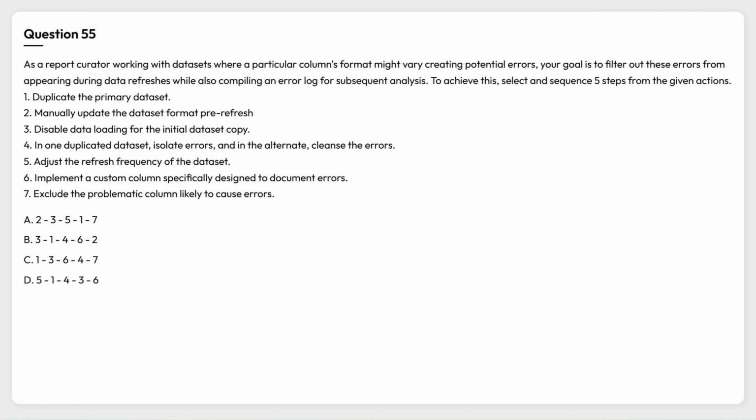Option A, 2, 3, 5, 1, 7. Option B, 3, 1, 4, 6, 2. Option C, 1, 3, 6, 4, 7. Option D, 5, 1, 4, 3, 6. The correct answer is Option C, 1, 3, 6, 4, 7.